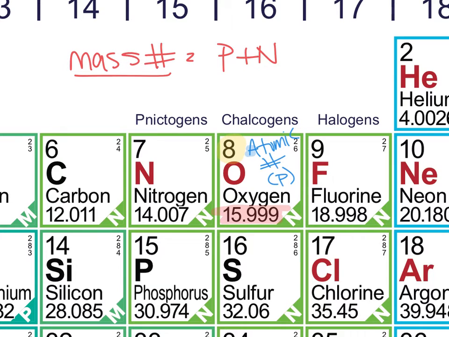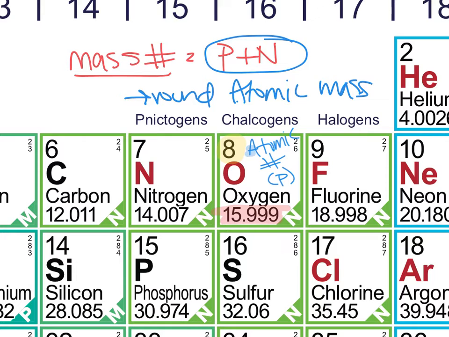Now you can also find mass number by looking at the periodic table. If you round the atomic mass to a whole number, you get the mass number, usually. But stick with the protons plus neutrons if you can. Only do this rounding part if you don't have any options. For example, oxygen's atomic mass down here is 15.999. If I rounded that to a whole number, it'd be 16. So I could say the mass number for oxygen is 16, at least the most common one.